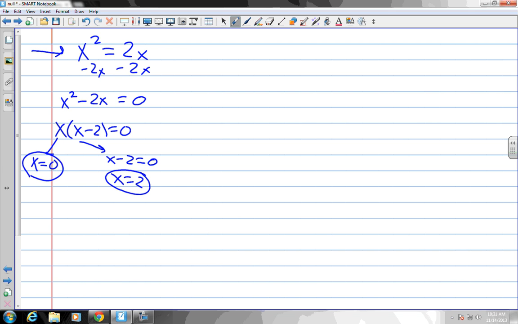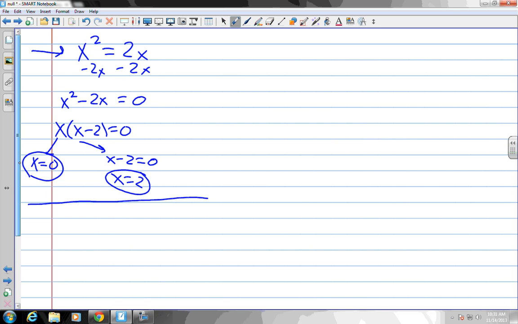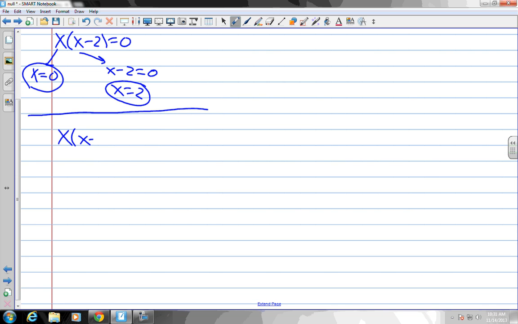How is that? Good. So if it's not 0, make it 0. If it's not factored, factor it. Any questions on this? How about x times x minus 1 equals 20? All right, subtract 20 from both sides because you do want to have 0. So x times x minus 1 minus 20 equals 0.